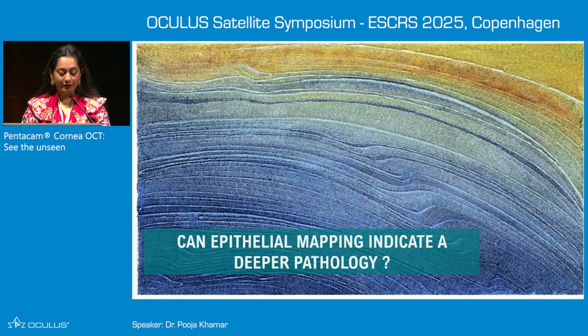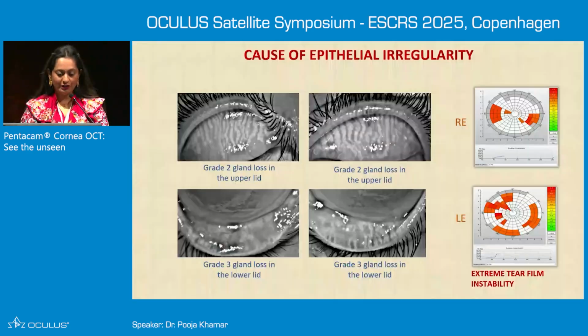So can epithelial mapping indicate a deeper pathology? This is from the Keratograph. If you evaluate the patient in detail and just do a meibography and a NIBUT, the non-invasive breakup time, you can see that there are early changes in the meibomian glands with a little bit of gland loss in the upper lid.